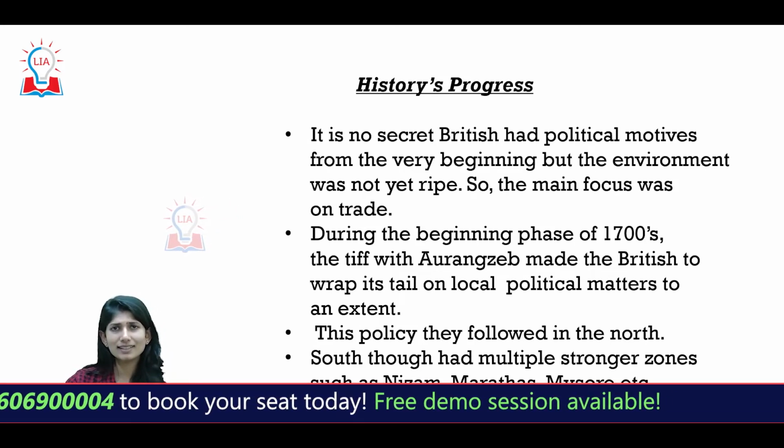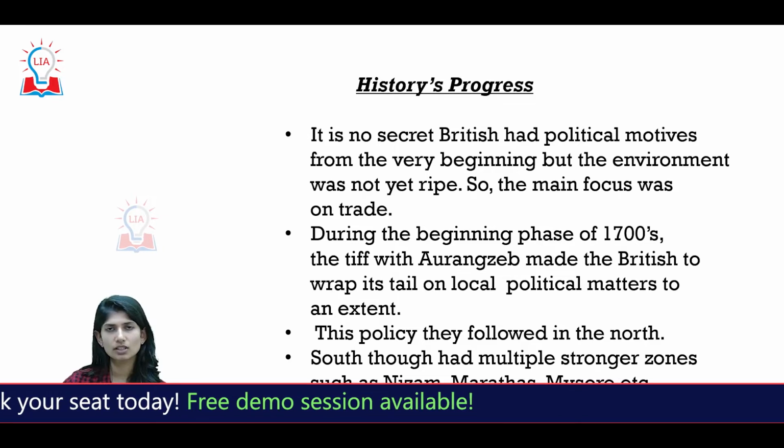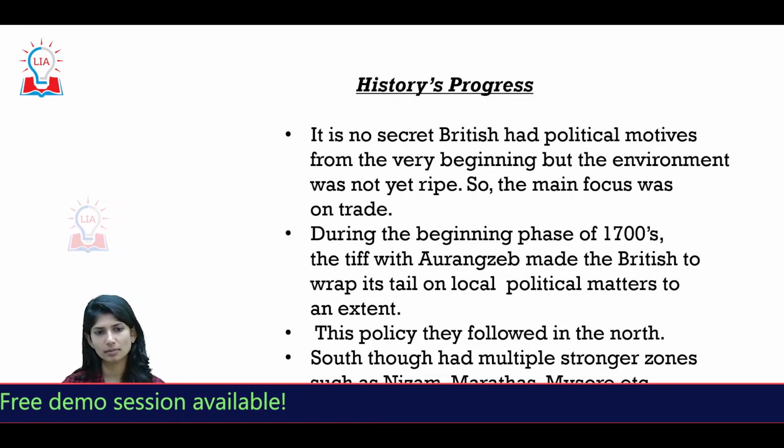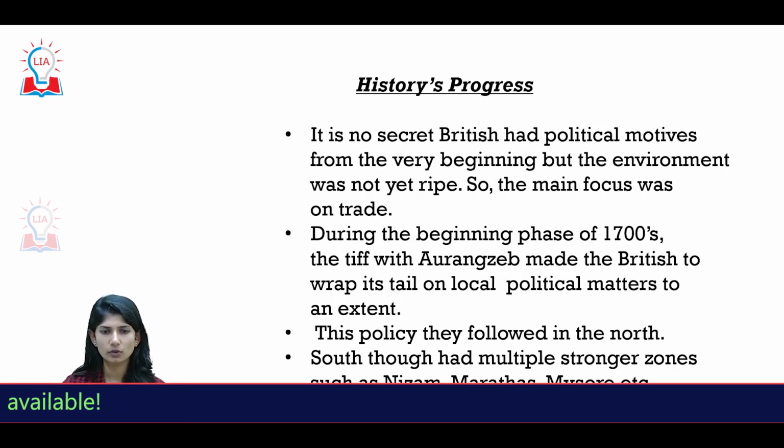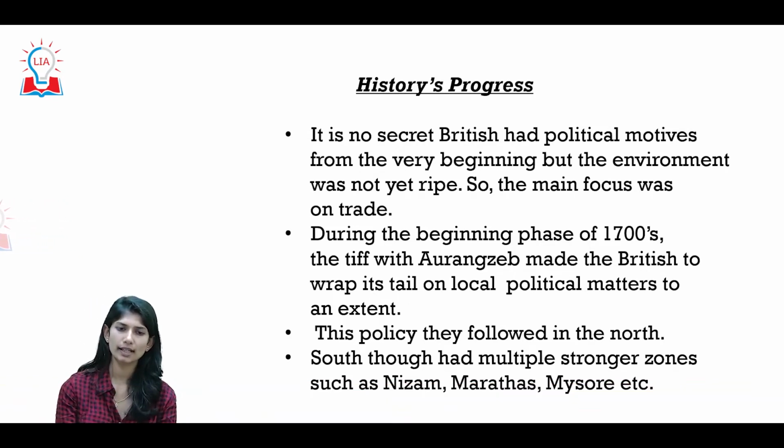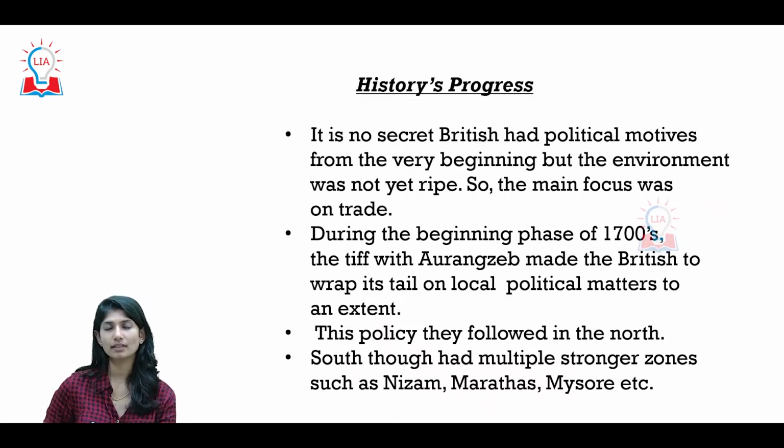Now let's see how history has progressed. It's no secret that the British had political motives from the very beginning, but the environment was not yet right, so the main focus was on trade. What I mean by the environment not being right is this: somewhere in the 1700s, the tiff with the Mughals under Aurangzeb landed them in a very bad situation. The direct confrontation with the Mughal authority made them realize they were not yet strong enough to take on the Mughal army or Mughal authority.